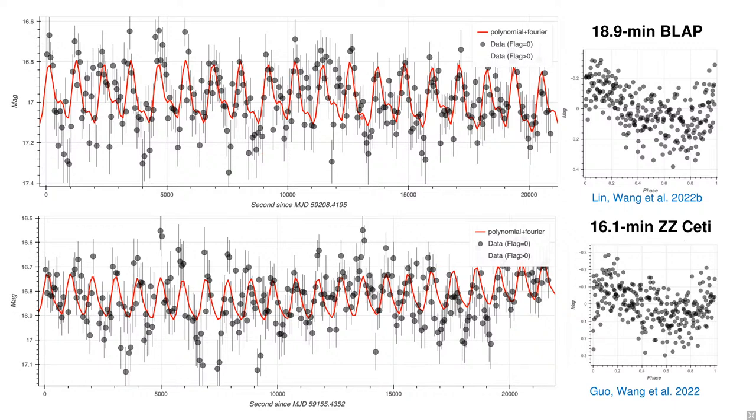So here I show some very interesting short period variable stars. For example, this 18.5 minute blue large amplitude pulsator. Okay, it's a newly discovered object by the OGLE project in 2017, published in Nature Astronomy. So this is another short period object, a 16.5 minute ZZ Ceti star. This is the combined folded light curve. So you can see that the period is very prominent.